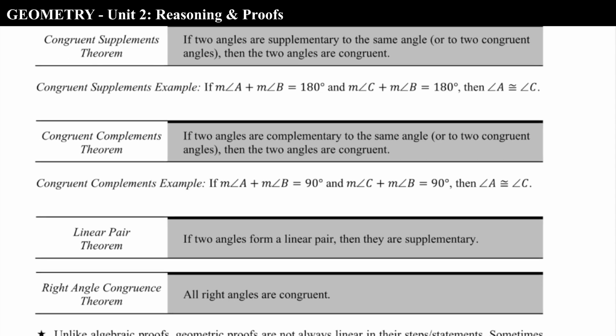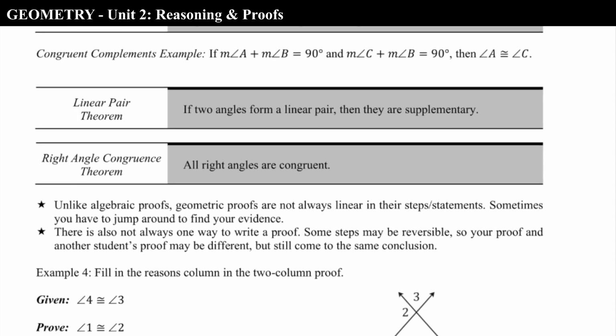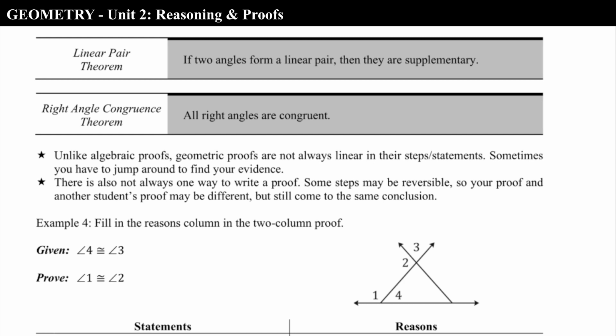The linear pair theorem states that if two angles form a linear pair, then they are supplementary, which just comes directly out of the definition for a linear pair. If they form a linear pair, they are supplementary. That's just part of being a linear pair. The right angle congruence theorem states that all right angles are congruent. So it doesn't matter where your right angles are, they're all 90 degrees. So therefore they're all congruent.